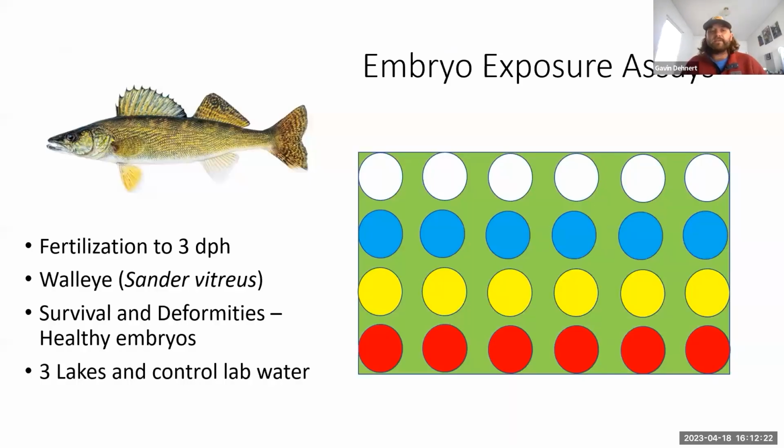And so the first way that we started to do this is we decided to do embryo exposure assays again. And we chose walleye because walleye are a known sensitive species, as well as a game species that people in the Midwest really enjoy to fish for, as well as eat. Without going into too much detail about the exposure assays, we would expose the embryos from fertilization through hatch to different concentrations of 2,4-D. Those concentrations were environmentally relevant concentrations.